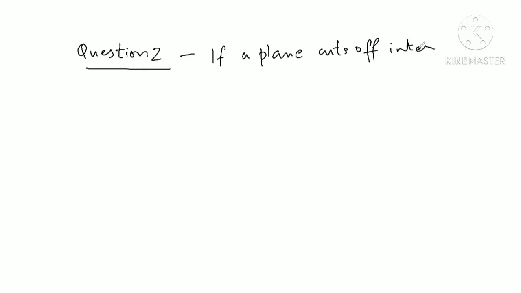So this is question number 2. If a plane cuts off intercepts OA is equal to A, OB is equal to B, and OC is equal to C from the coordinate axis.